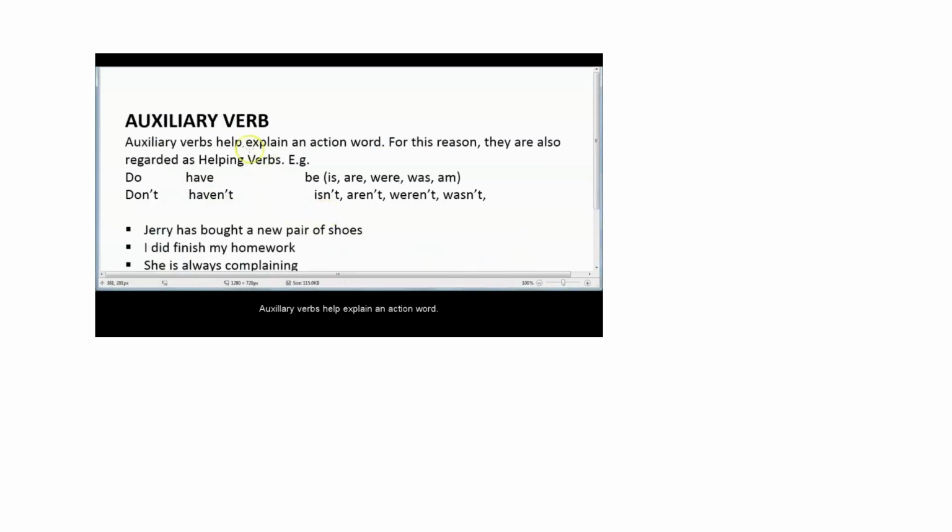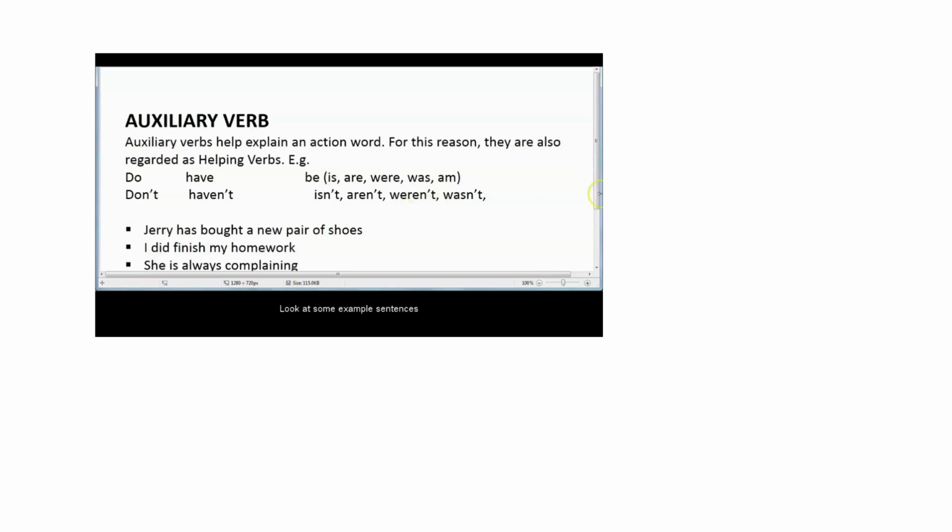Auxiliary verbs help explain an action word. For this reason, they are also regarded as helping verbs. Do, have, be, as well as all other forms of be, such as is, are, were, was, am. The negative form of these words are auxiliary verbs as well. Don't for do, haven't for have, isn't, aren't, weren't, wasn't. They can also be known as auxiliary verbs.